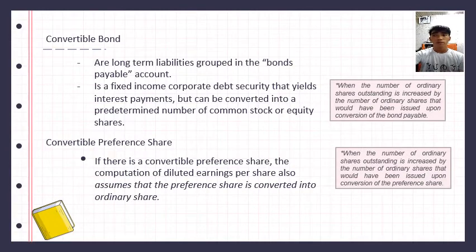Convertible preference share is a preference share that includes an option for the holder to convert the shares into a fixed number of common shares after a predetermined date. So if there is a convertible preference share, the computation of diluted earnings per share also assumes that the preference share is converted into ordinary shares.